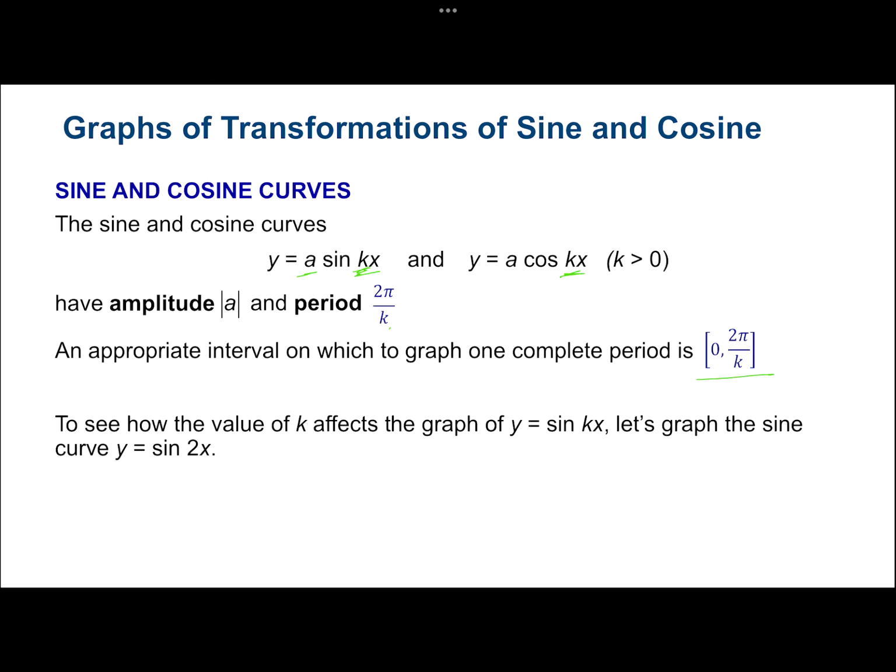To see how it affects it, we're going to graph y equals sine of 2x. So this is your next little example, y equals sine of 2x. We need to find our period here. Our period is going to be 2 pi over k like we just had. So 2 pi over k, where k is 2. So our period is pi. That simply means that instead of going out to 2 pi, the graph that we graphed before will be done at pi.